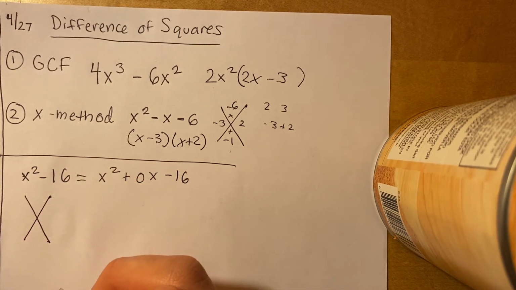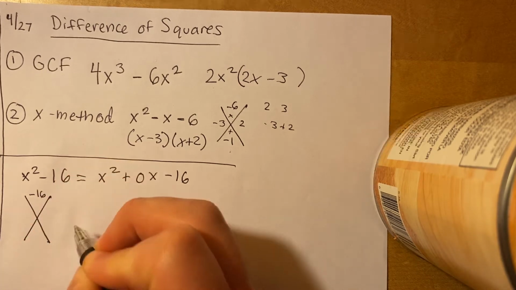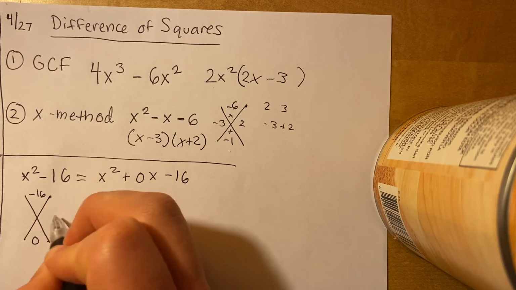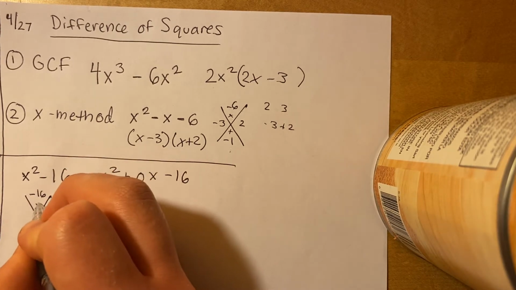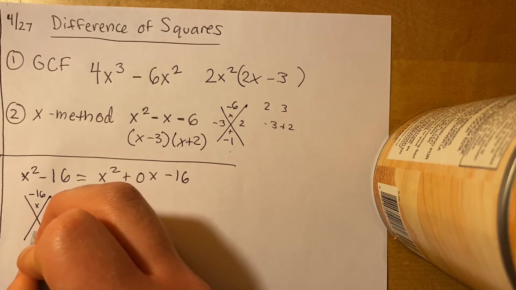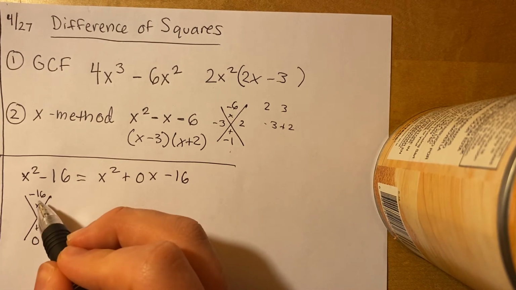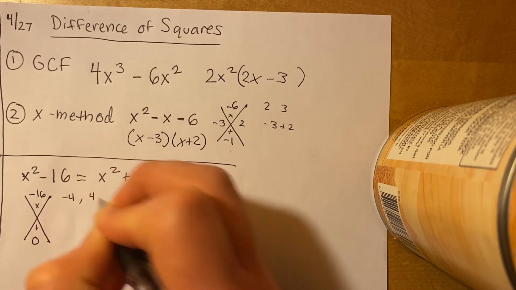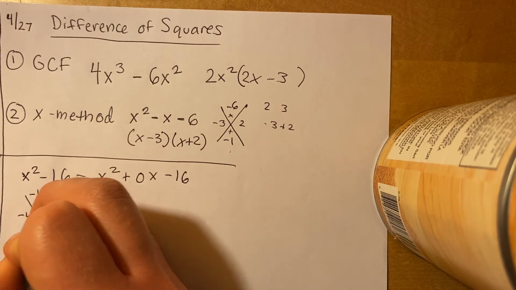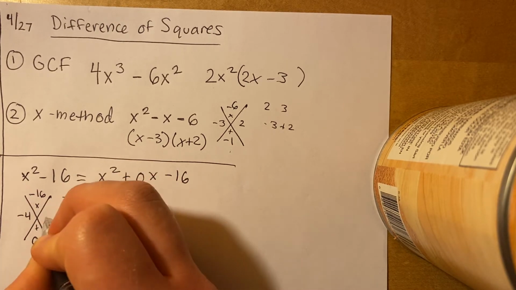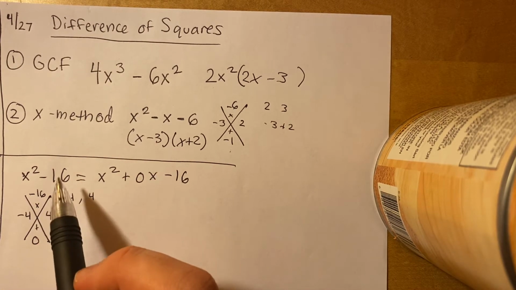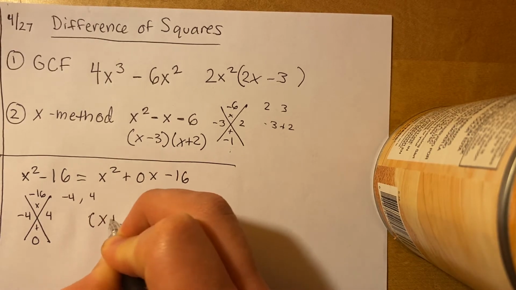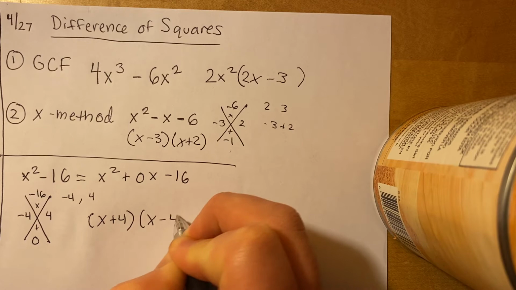So I'll make my x, and I'll put the negative 16 at the top, and then I'll put the 0 at the bottom. So remember that two things have to multiply together to get negative 16, and add together to get 0. Well, for 16, I can think of, what about 4 and negative 4, right? And if I add those together, they're going to equal 0. Okay, perfect. So we know that x squared minus 16 can be factored to x plus 4, x minus 4. See that nice little pattern?